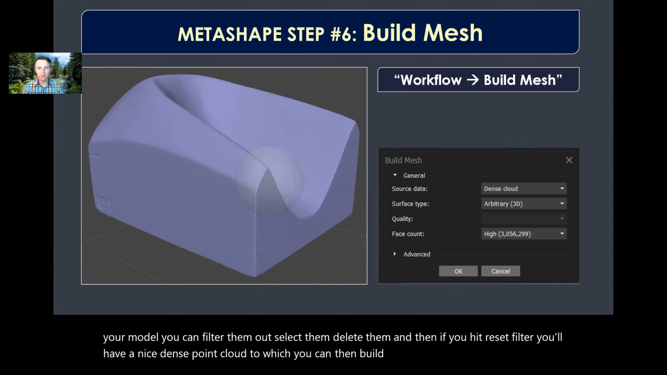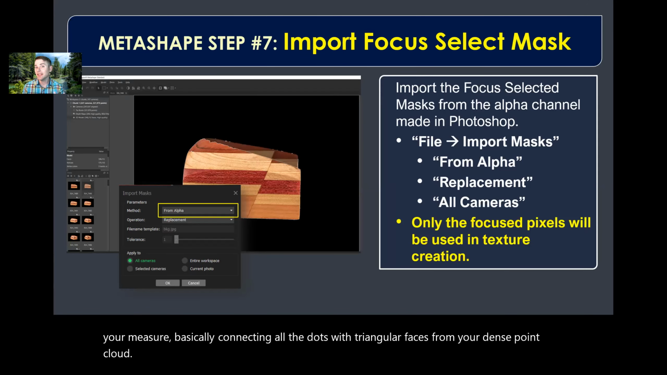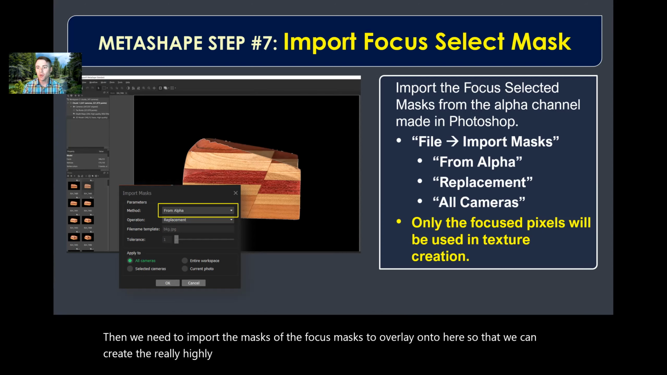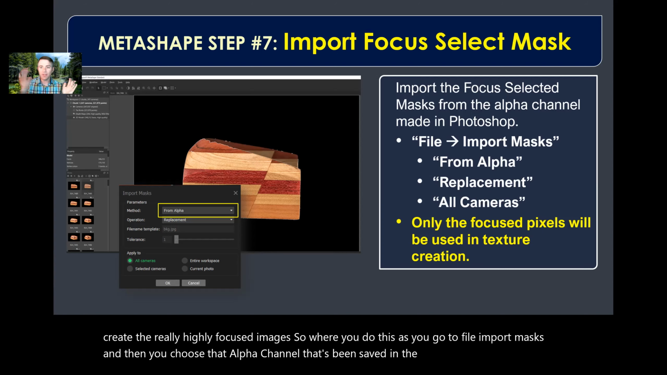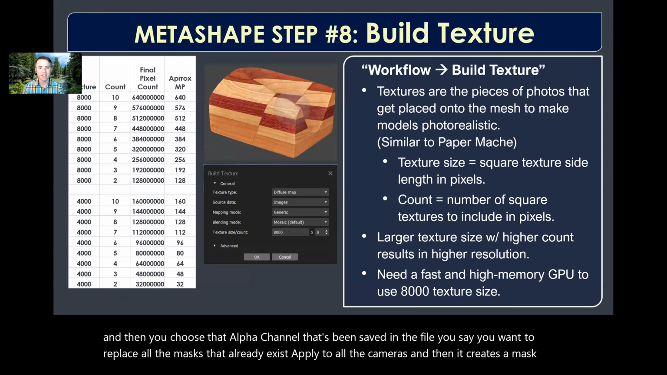Once you build your mesh, you're basically connecting all the dots with triangular faces from your dense point cloud. Then we need to import the focus masks to overlay onto here so that we can create the really highly focused images. Where you do this is you go to File, Import Masks, and then you choose that alpha channel that's been saved in the file. You say you want to replace all the masks that already exist, apply it to all the cameras, and then it creates a mask of only the most focused images.